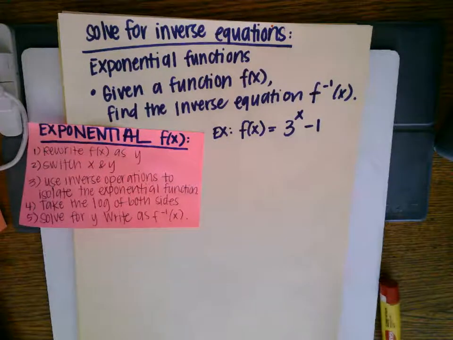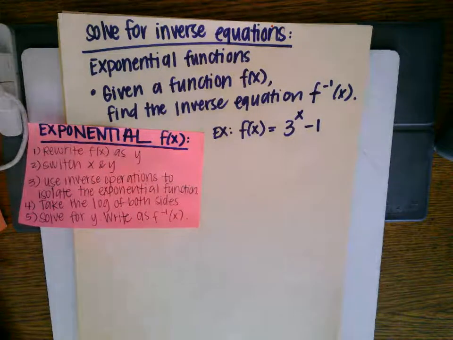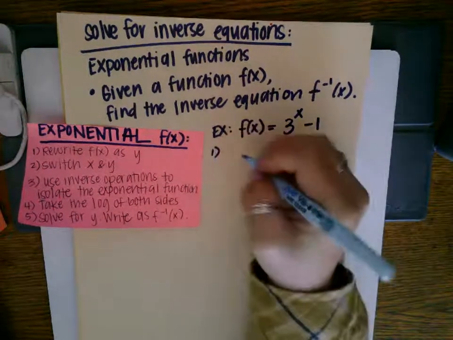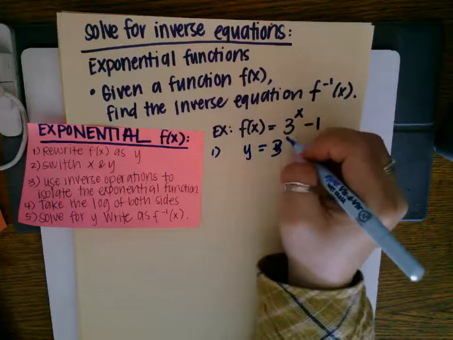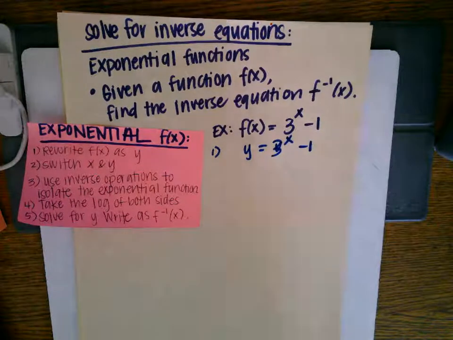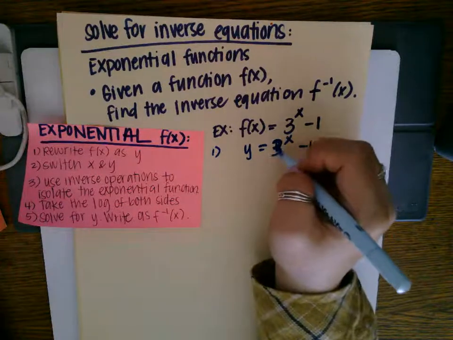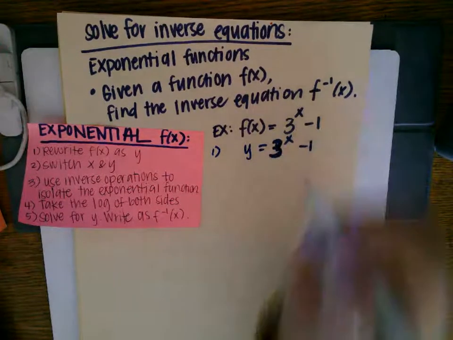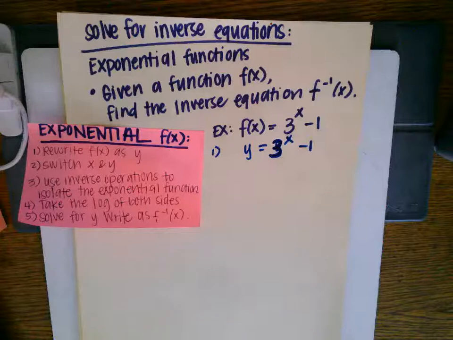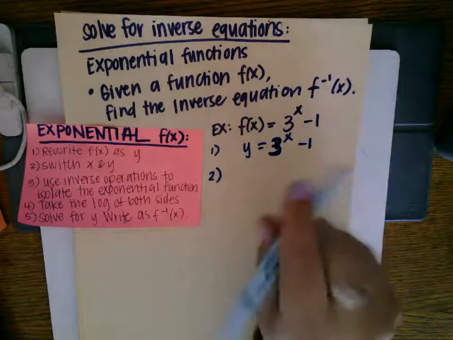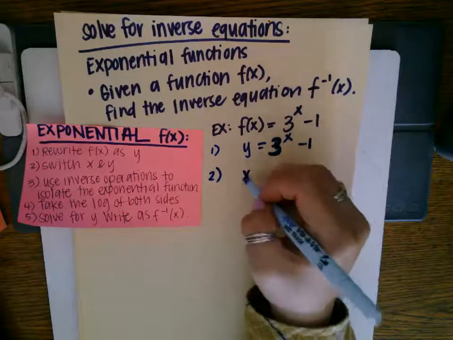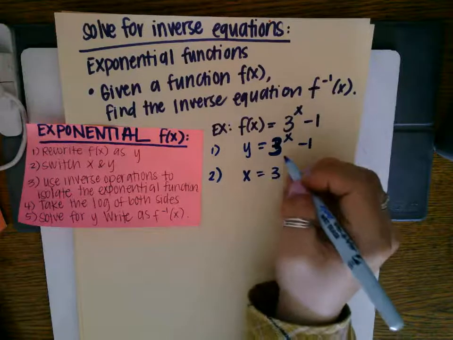Step 1 says to rewrite f of x as y. Okay, sorry, I kind of made a mistake here. Mistakes are normal. y equals 3 to the x minus 1. Cool. Then step 2 says to switch x and y. Now remember, I'm just switching the variables. Everything else remains exactly the same. So y becomes x, and x becomes y.